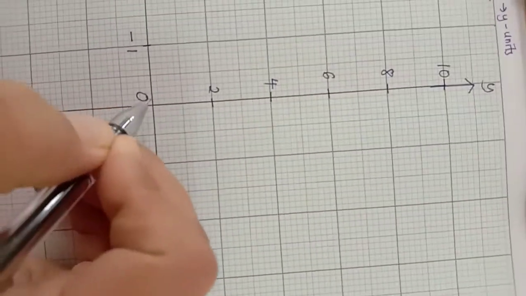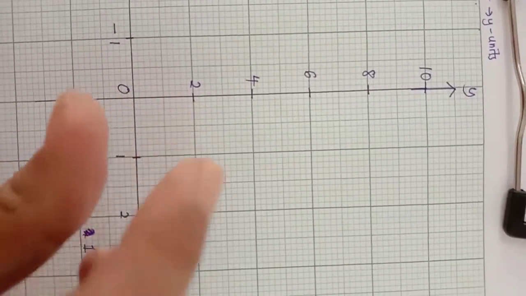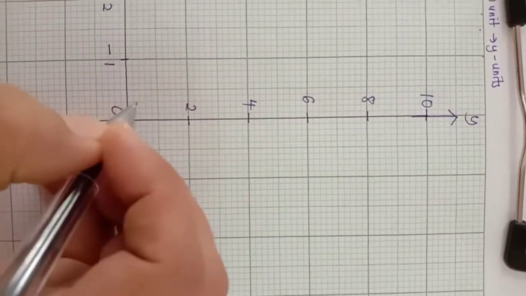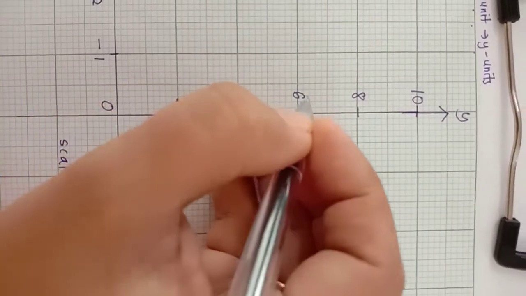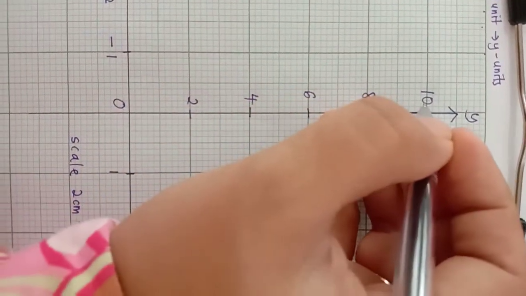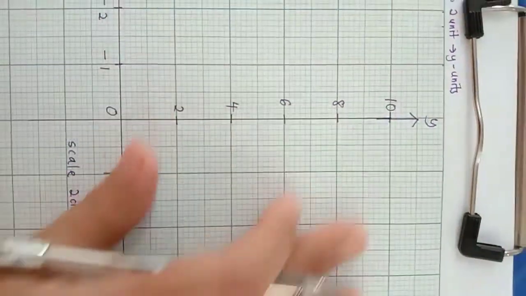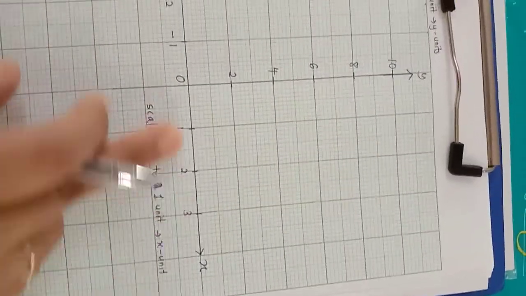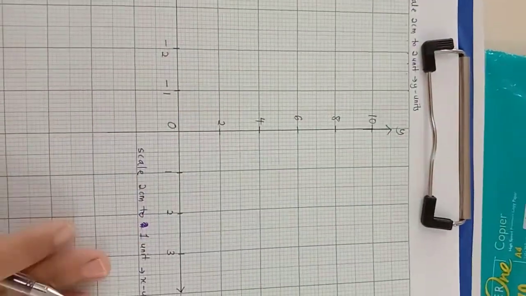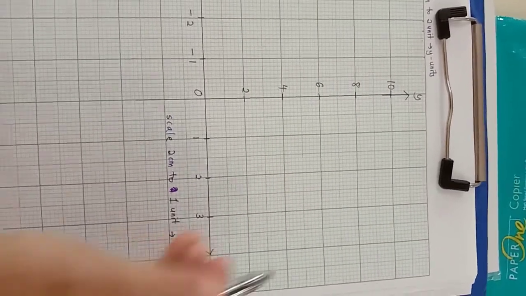Okay, so we mark from 0. Make sure the same scale, this is 2 cm: 0, 2, 4, 6, 8 and 10. Okay, so the scale is done. This is the x-axis, this is the y-axis. Don't forget to label x and y.